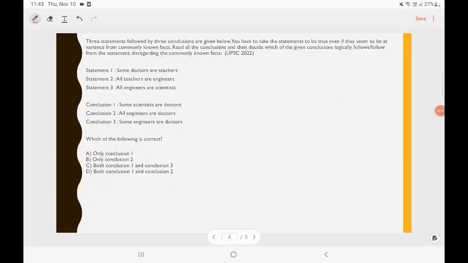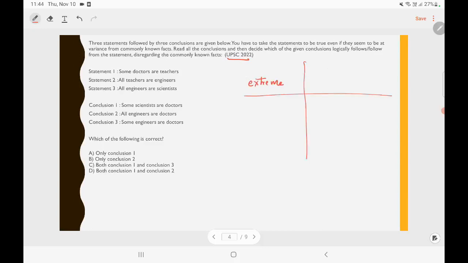Okay, so let's move on to another question. This is a question from UPSC 2022. Before moving on to the question, I will give you a tip. We already talked about extreme statements, right? If words like "all" and "no" come, it is the most extreme. These are the most extreme statements.